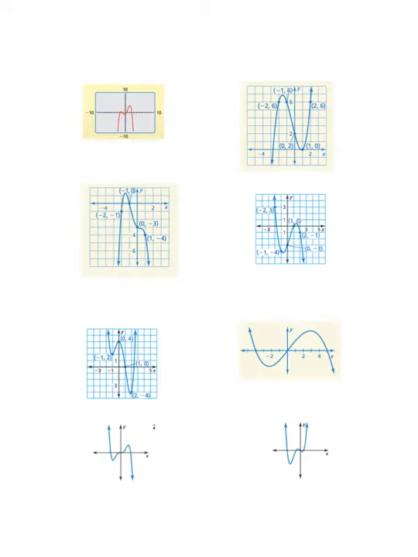I want you to write either even or odd, even positive, even negative, odd positive, odd negative. So see if you can do that for all these graphs that I've cut and pasted out of the book.